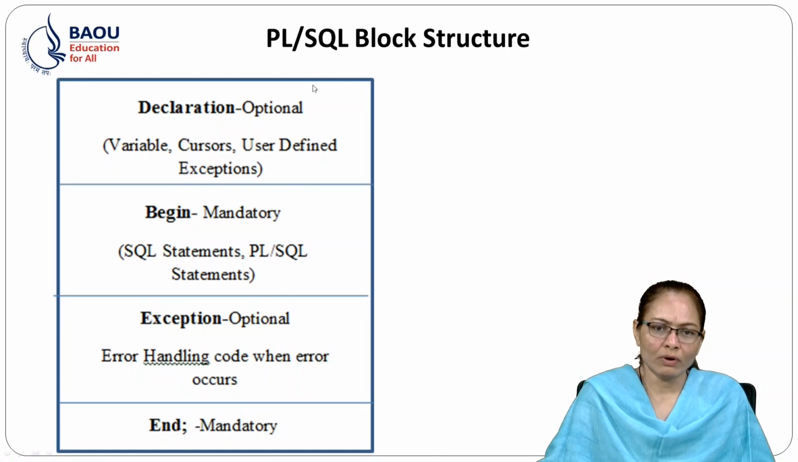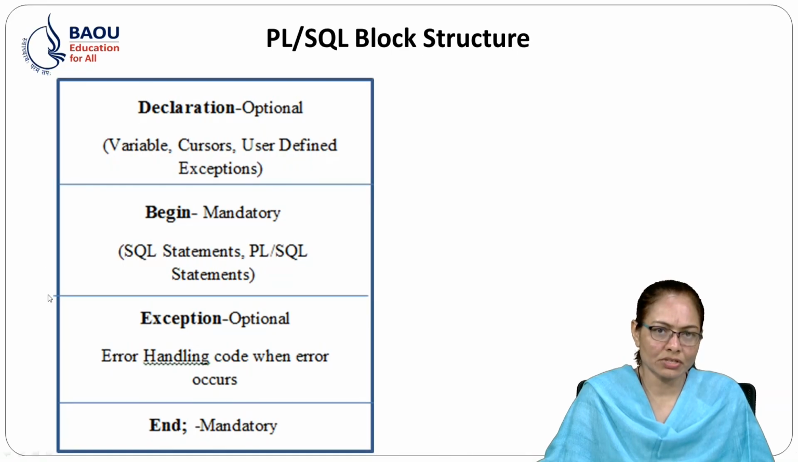Now, what is the declaration part? This section begins with the keyword declare. This is an optional part of the PLSQL block structure because the declaration section is used to declare the necessary variables, cursors, and user-defined exceptions, etc. If we need not declare any variable or cursor, then we do not define this section. It contains the names of the local objects that will be used in the code block.